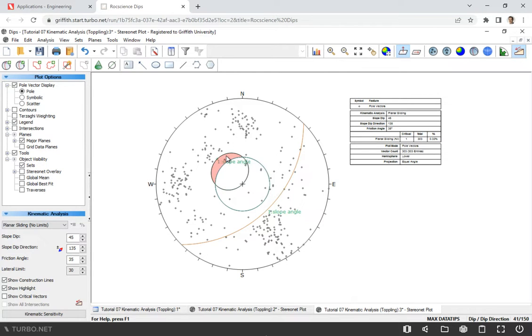The software highlights this area for us so that it's clear what we should look at. It also calculates how many critical points there are for planar failure, and you see it's only one plane out of 303. It doesn't even make 1%. So we can say that for this particular rock mass, when we do kinematic analysis of discontinuities using dip and dip direction, this rock mass is not going to fail in planar sliding.